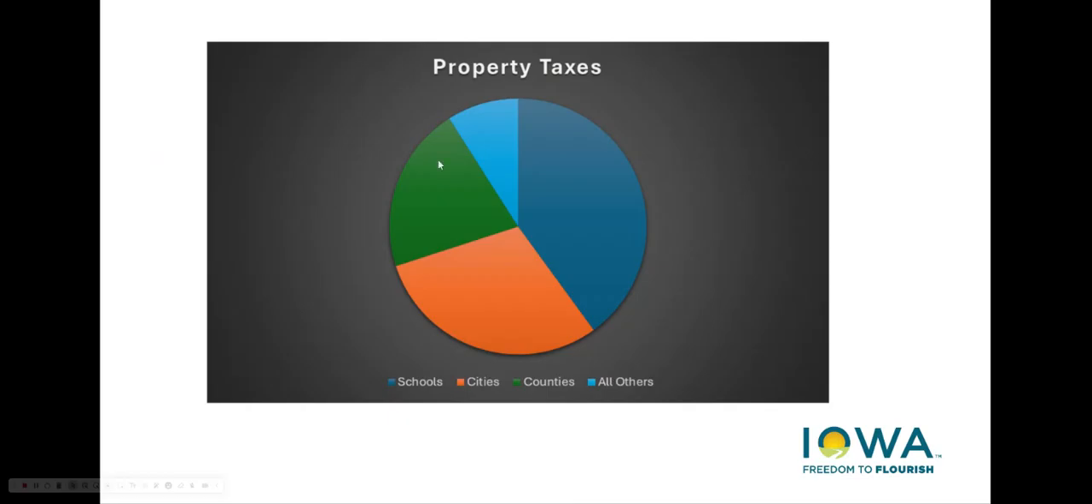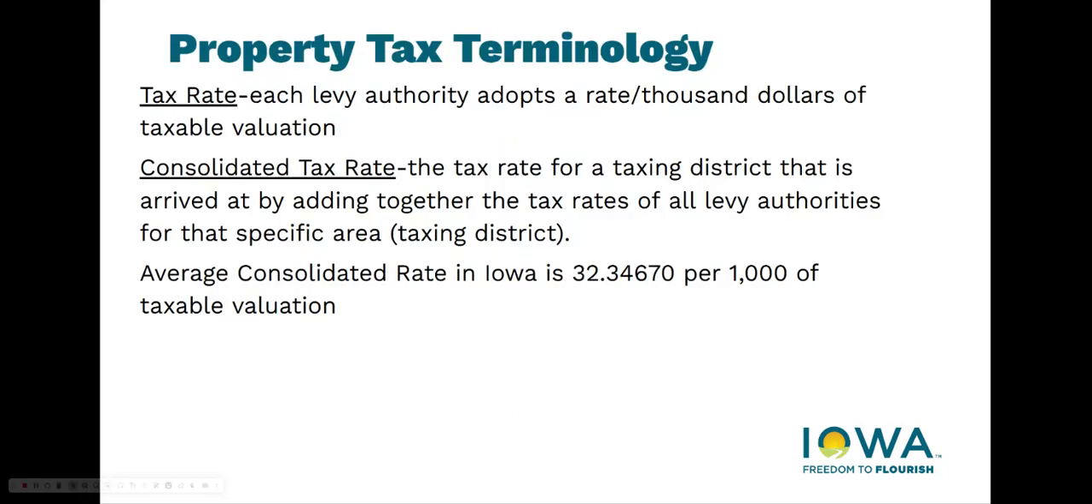So, again, this is just a visual way to represent how property taxes are distributed within the state of Iowa amongst local governments. Schools being the majority in this case of 40%, cities making up the next chunk with counties, and then other levy authorities making up the smallest slice. We'll take just a few minutes to discuss some property tax terminology. So each levy authority adopts a tax rate, and that rate is expressed as dollars and cents per $1,000 of taxable value. And we'll give an example of that tax rate in just a minute.